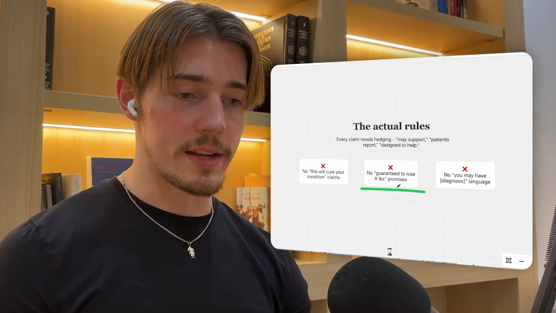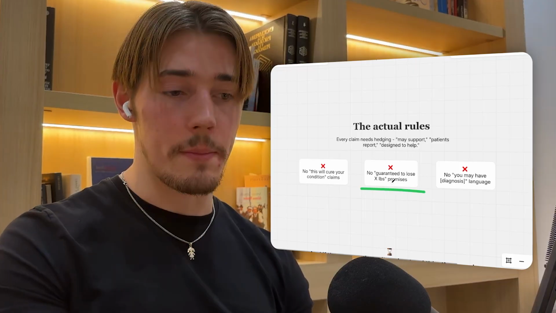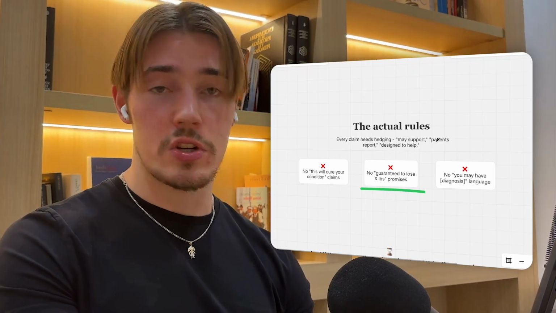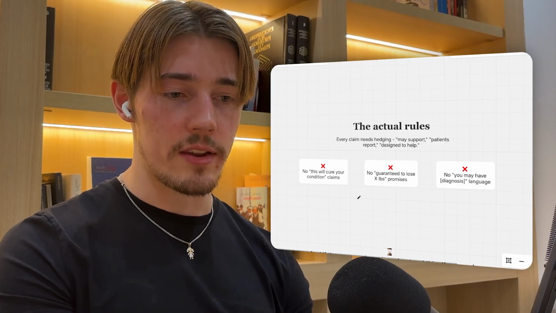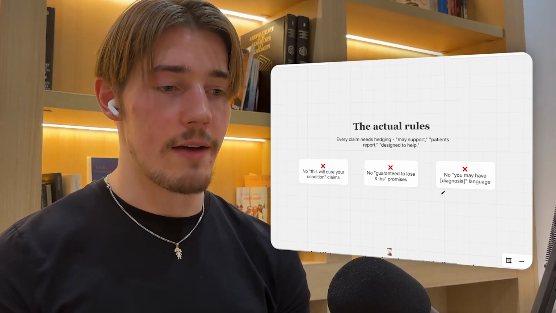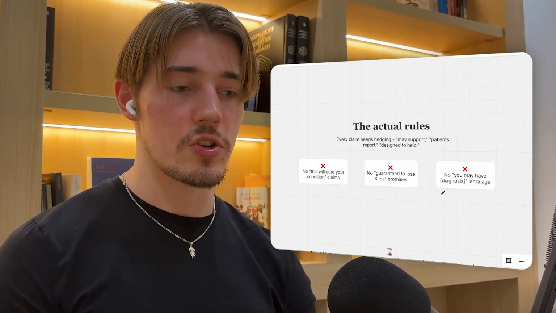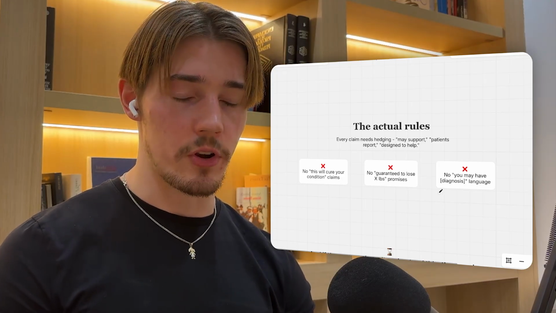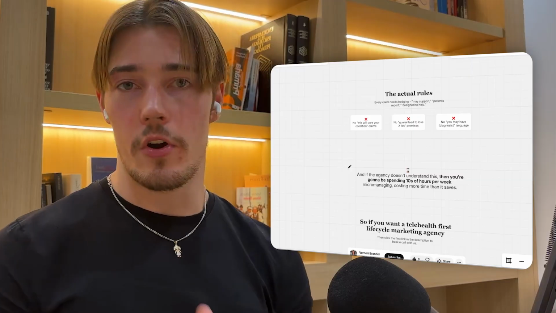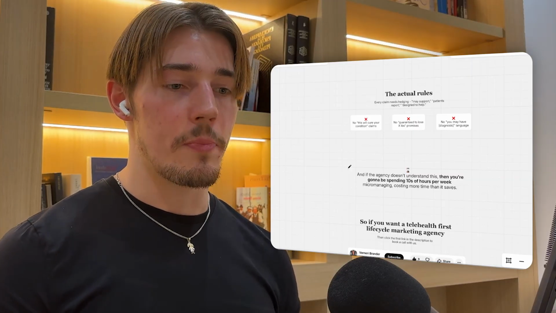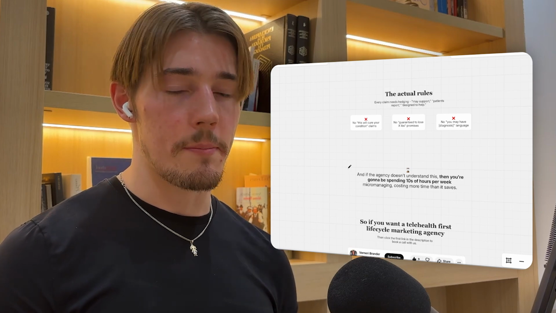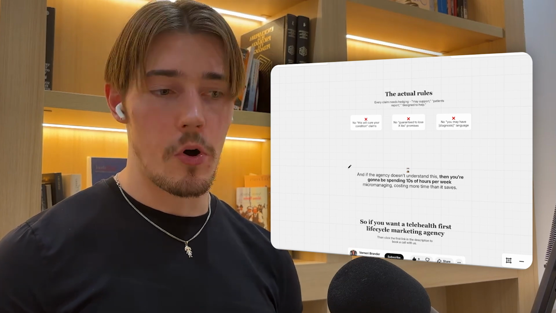So for example, instead of saying guaranteed to lose this many pounds, you can say our patients report this much weight loss on average within the first month, but you cannot guarantee. And then you cannot say "you may have this type of condition." So you cannot have diagnostic language in the front-end marketing. And if the agency or your email marketer or whoever is running your email doesn't understand these points, you're pretty much going to be spending tens of hours per week micromanaging, and this costs more than it saves.